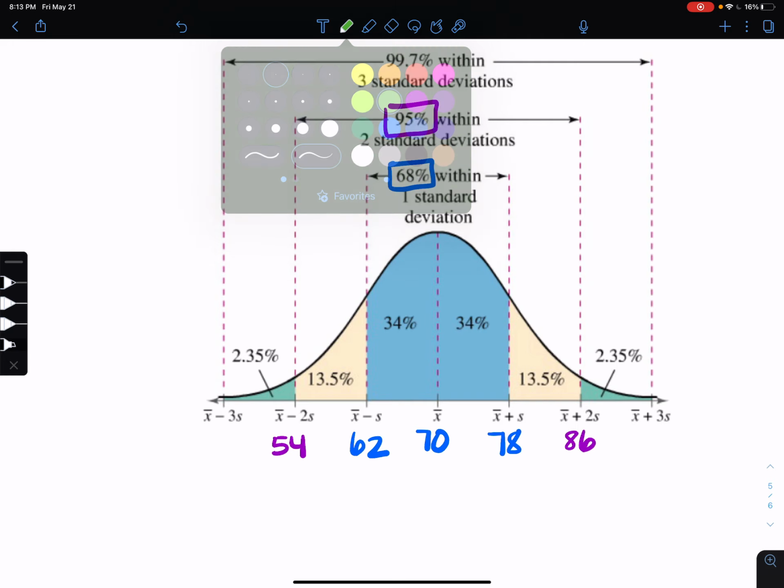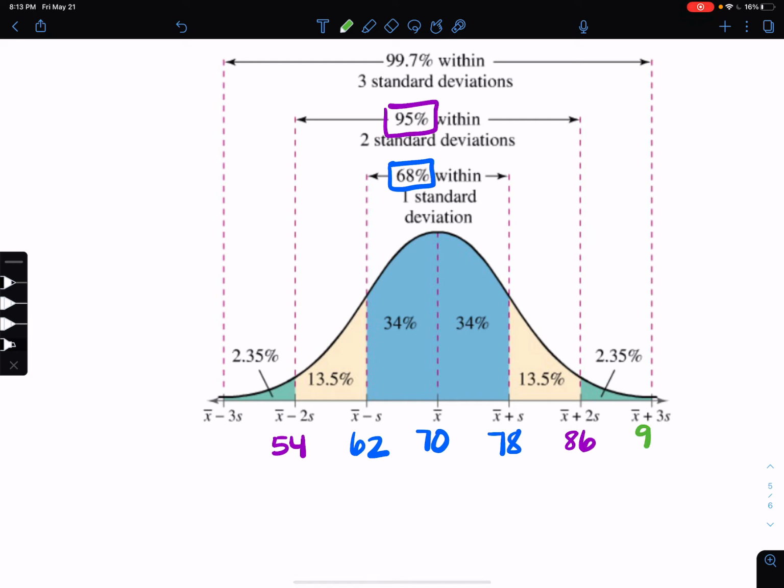And then if I do this one more time, if I move out another standard deviation, so 8 more on the high side would put me at 94. And then 8 more on the low side, moving back 8 more, is going to put me at 46. And so now that I've moved 3 standard deviations away from the mean, the empirical rule tells me that that interval between 46 and 94 will hold almost everything, 99.7% of the data.